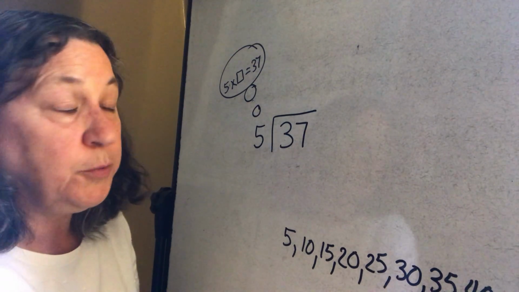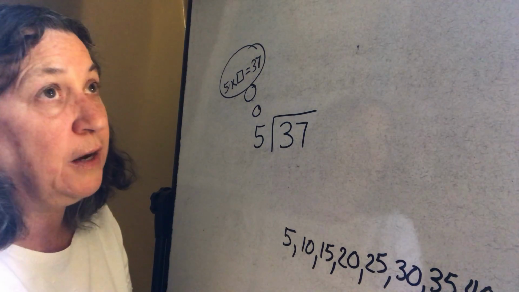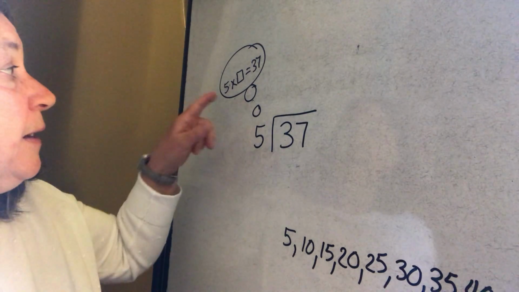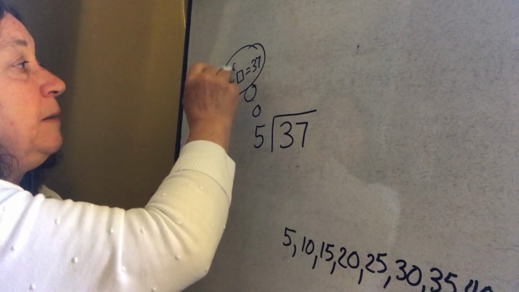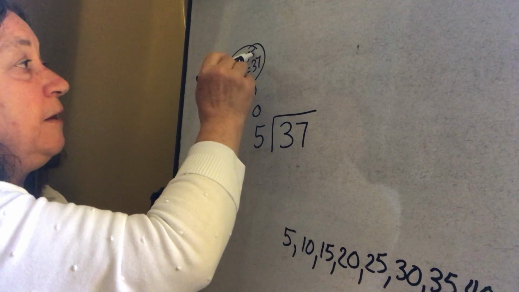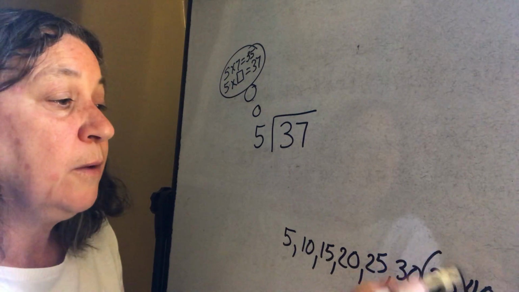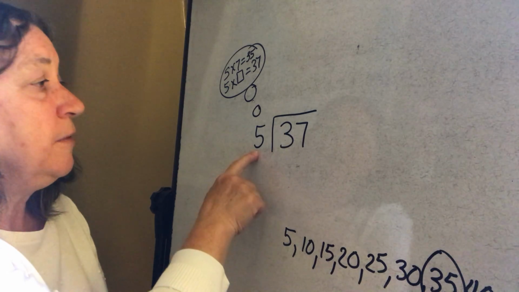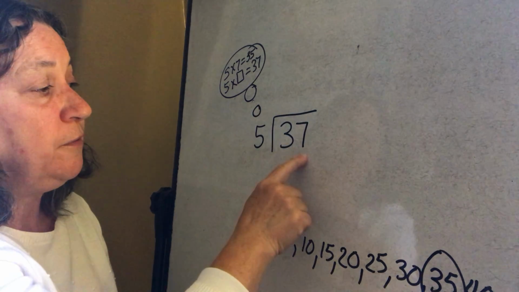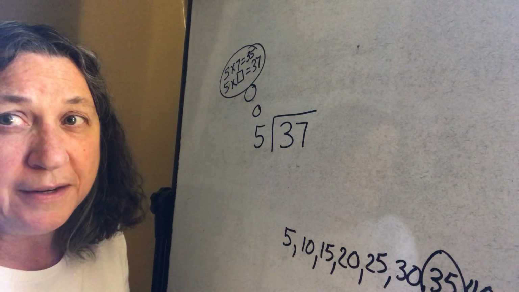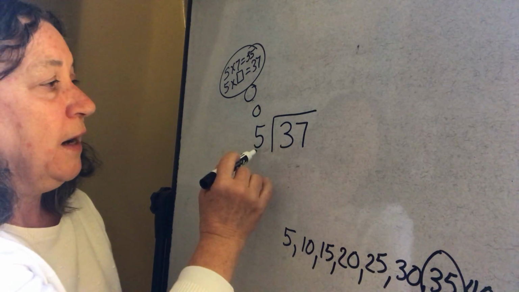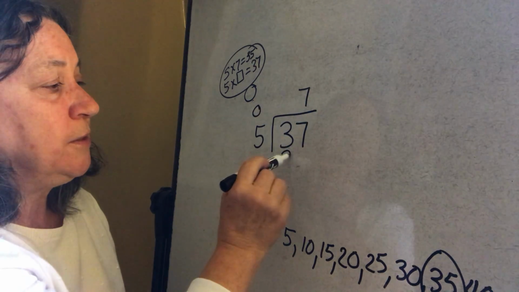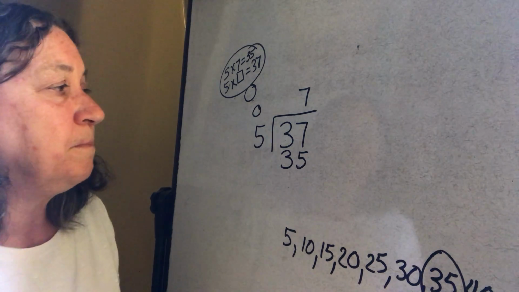Or you can look on the orange paper, or you can think, if you know your 5s in your head, you could think about it. And I know that 5 times 7 is 35 is the closest that I can get without going over. So I would say 5 times 7 is 35. You ready to write it? Okay. 5 times 7 is 35. You write that.